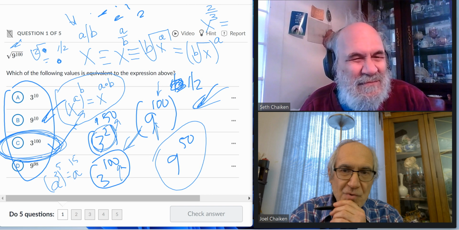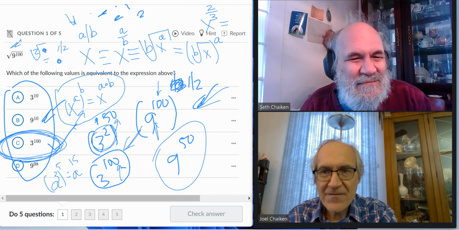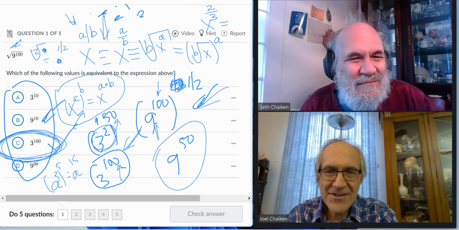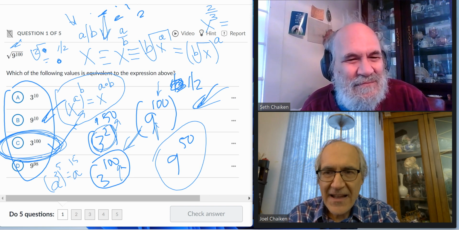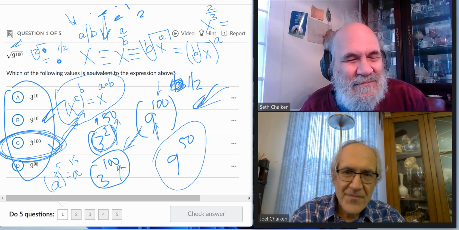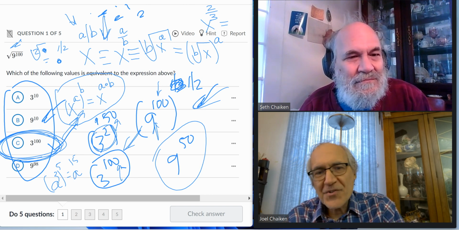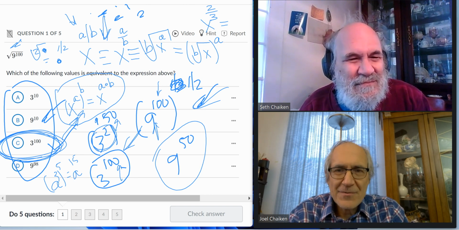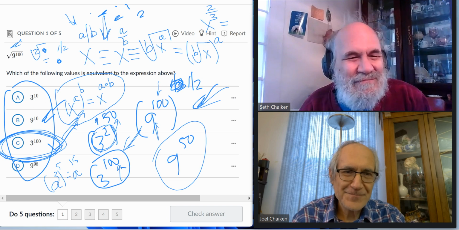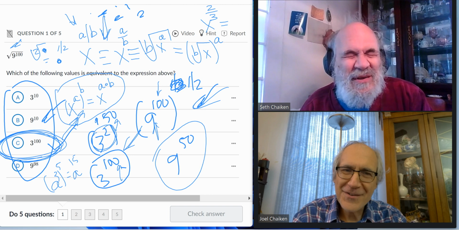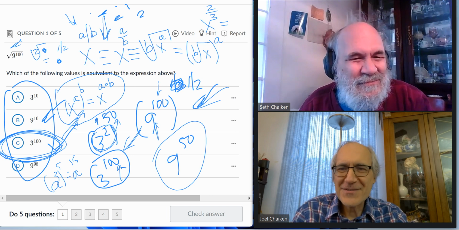So those are the two rules. The definition of a rational exponent, you can say fractional exponent, and this thing called the power rule. And then we have the product rule too, but we can do the product rule later. Is that what the two rules you were thinking of? Yeah. That's the way it is.